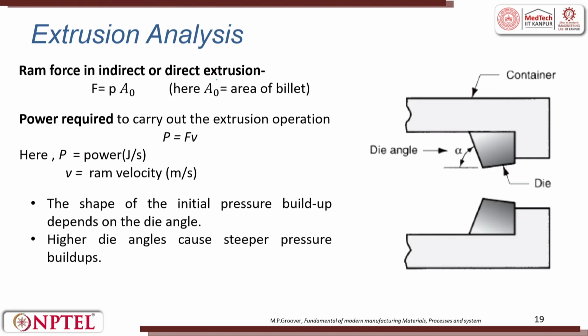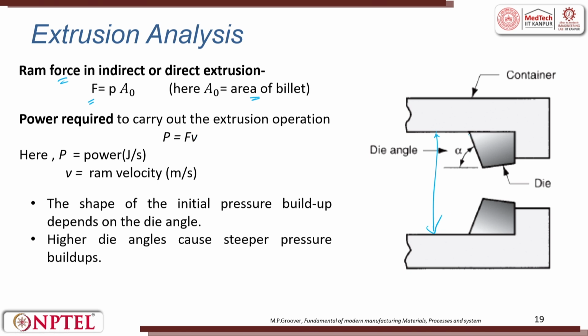So, ram force F is equal to P into A naught. A naught is the area of the billet. This is the area of the billet. So, the power consumption is F into V. What is F? F is the ram force, V is the velocity with which it is pushed. So, the power required is nothing but F into V.